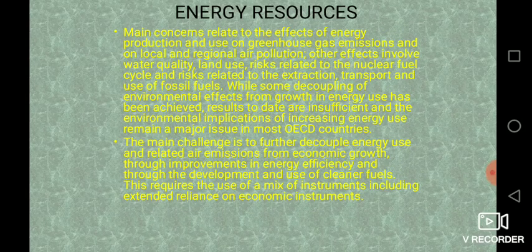Energy resources, and here comes the most important one: renewable sources of energy should be encouraged to be used, whereas non-renewable energies should be discarded. And with this, we can help the growth of the economy altogether.